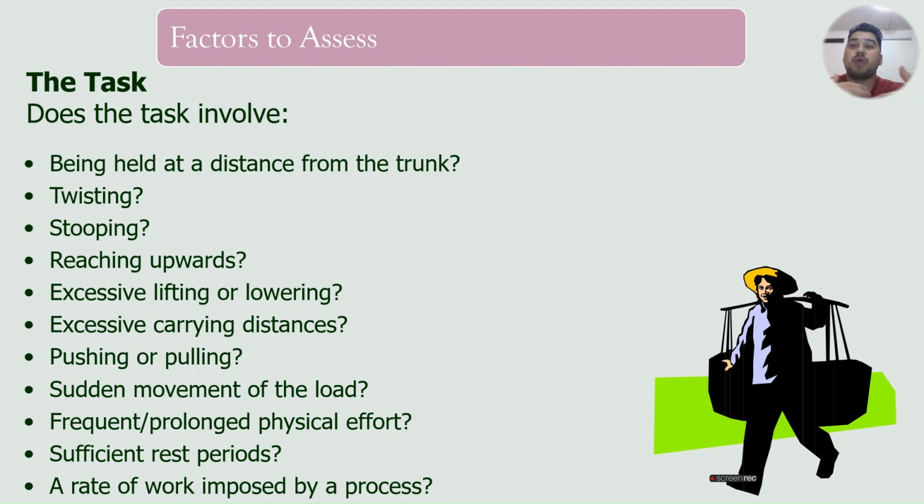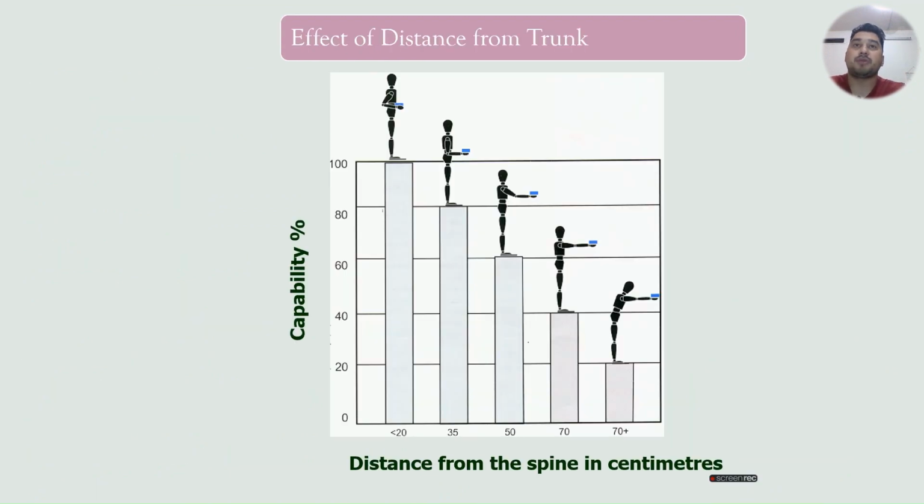How fast you have to carry the load, or how fast you have to lift the load. All these things you have to check whenever you are assessing the factors related to the task for manual handling. Effect of distance from trunk: capability percentage, and the distance from the spine in centimeters: 70 plus centimeters, 70, 50, 35 and 20.